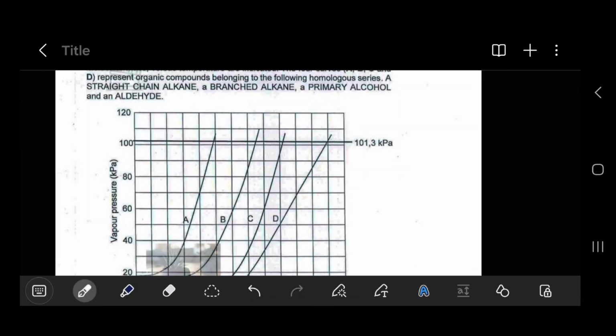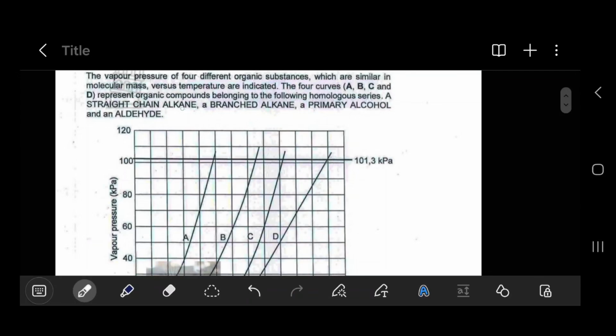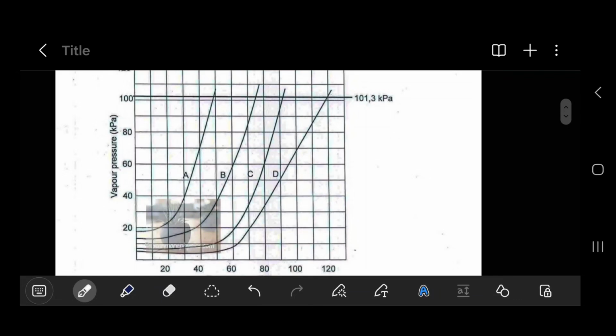So that information was not given to you. They didn't necessarily say this was the specific order. They didn't use the word respectively when they mentioned A, B, C, and D. But judging from the information that we have, a branched alkane should have a lower boiling point than a straight chain alkane. Therefore, it should have a higher vapor pressure. So A is actually, and maybe it's good if we can name this, A is the branched alkane, and B is the straight chain alkane.